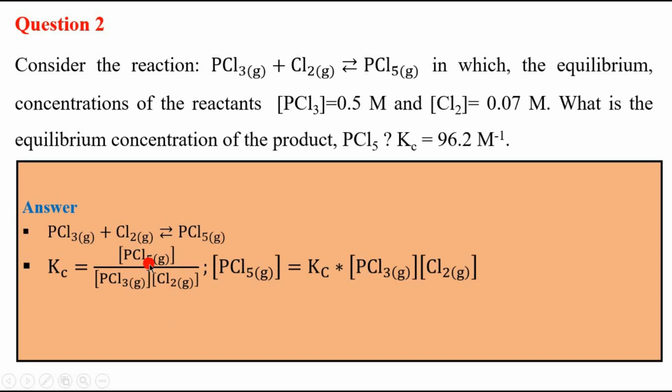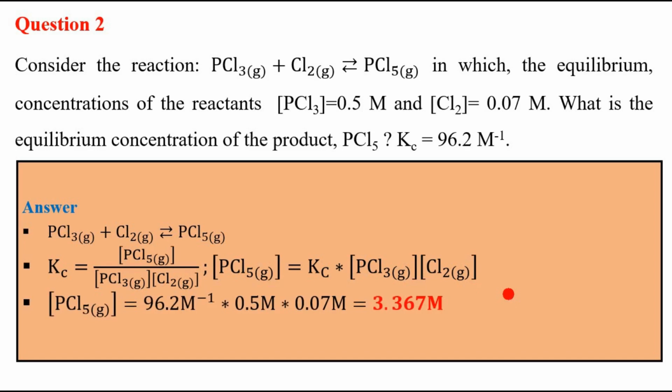So the concentration of PCl5 at equilibrium is equal to Kc times the concentration of PCl3 times the concentration of chlorine. Then we can replace the values. The Kc was given as 96.2 molar to the negative 1, times the concentration of PCl3, which was given as 0.5, and the concentration of chlorine as 0.07. If you multiply these values, you get 6.367 molar as the concentration of PCl5 at equilibrium.